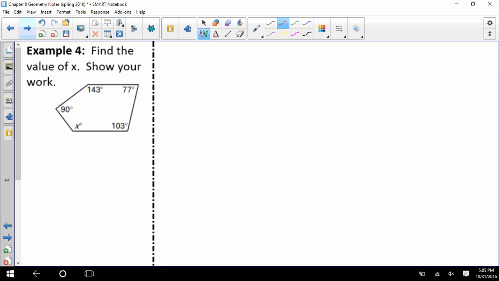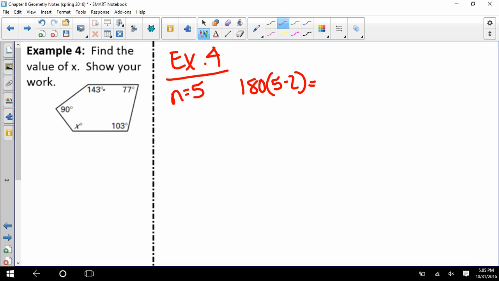All right, last one. This one, they give you a picture. So first we have to decide how many degrees this should add up to equal, because we don't know. I've got 1, 2, 3, 4, 5 angles and 5 sides. So n equals 5 on this one. So I need to do 180 times 5 minus 2 to figure out how many degrees all 5 of these angles should add up to be. So 180 times 3, which is 540 degrees.